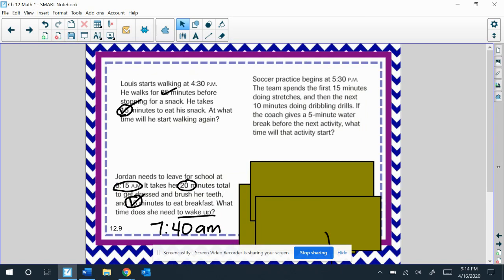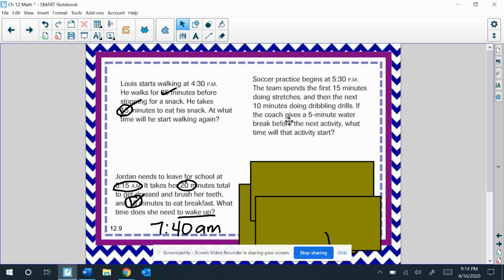Soccer practice begins at 5:30 p.m. The team spends the first 15 minutes doing stretches and then the next 10 minutes doing dribbling drills. If the coach gives a 5-minute water break before the next activity, what time will that activity start? Go ahead and give this a try. All right, let's see how we did.